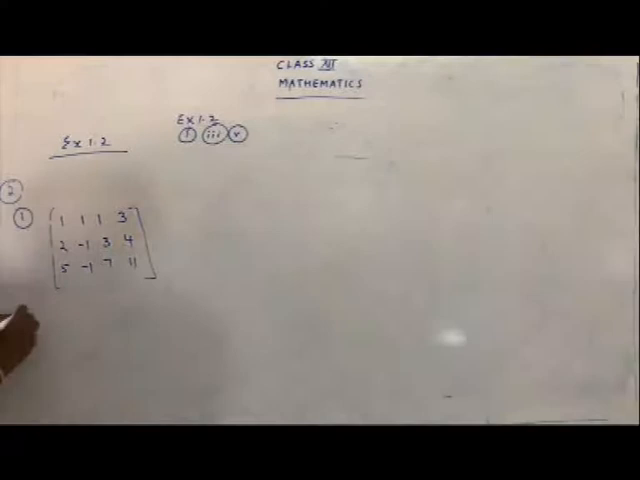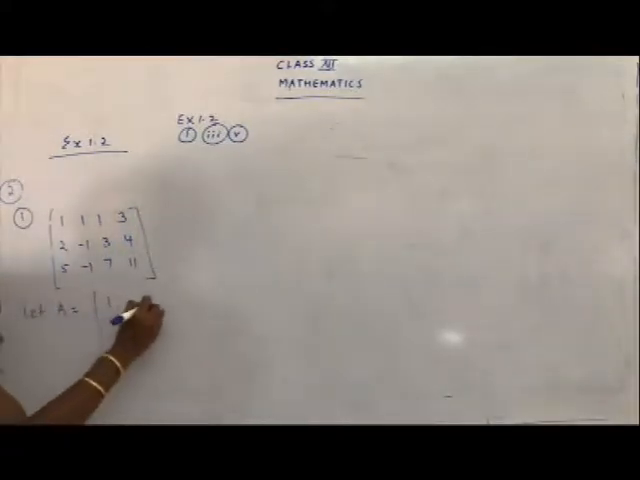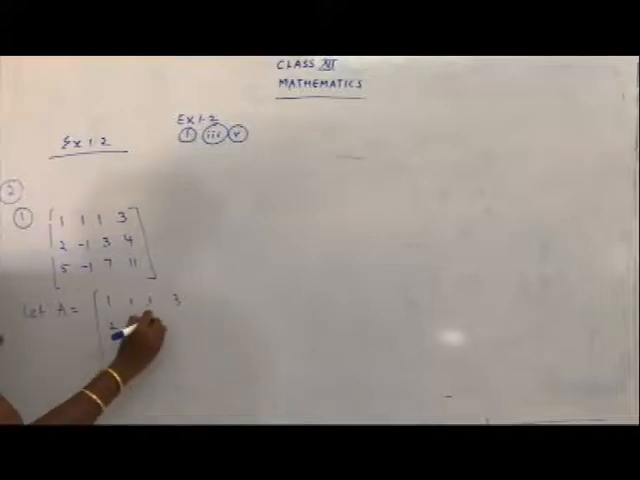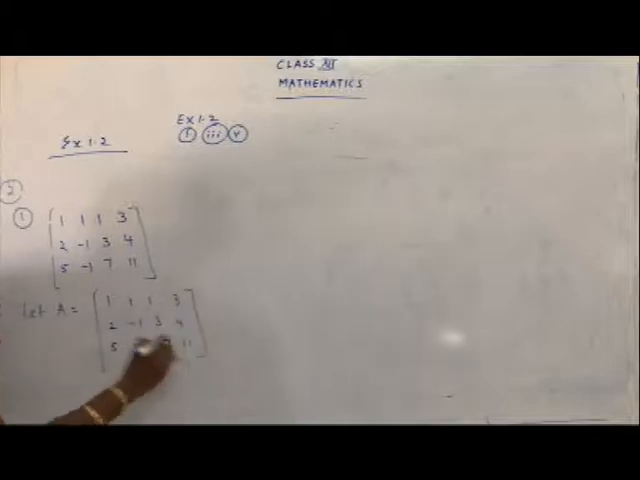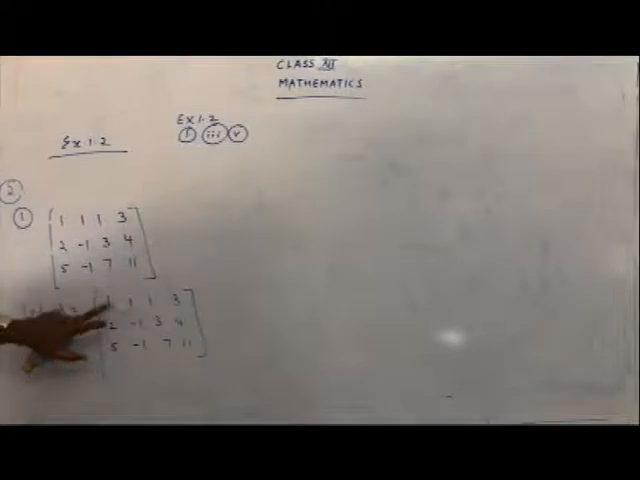Okay, what I do is, first of all, I give a name to the matrix. Let A is equal to 1, 1, 1, 3, 2, minus 1, 3, 4, 5, minus 1, 7, 11. Okay, done. So I have given a name. I told you the first element should be 1. Okay, it's done here, it's 1. So we are going to change this 2 to 0 and this 5 to 0. Remember, whenever you are following the row reduction method, try to make zeros below the first element. So let's see how to convert.